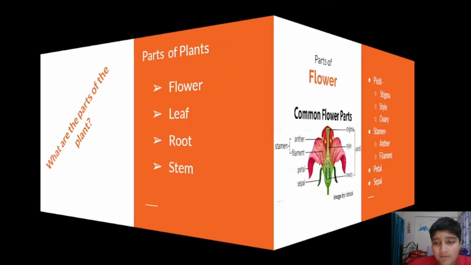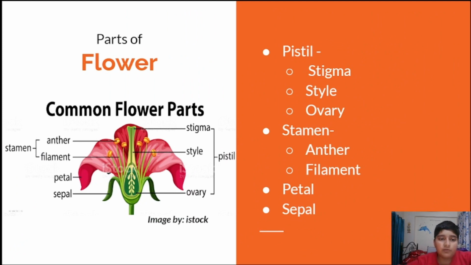So, as for the parts of the flower, the main parts of the flower are pistil, stamen, petal, and sepal. So the pistil contains the stigma, style, and ovary, while the stamen contains the anther and the filament. As you see, the pistil contains three parts while the stamen contains two. And the pistil is also known as the female part of the plant, while stamen is known as the male part. There is mainly only one pistil, but there could be 5, 6, or even 7 stamens.